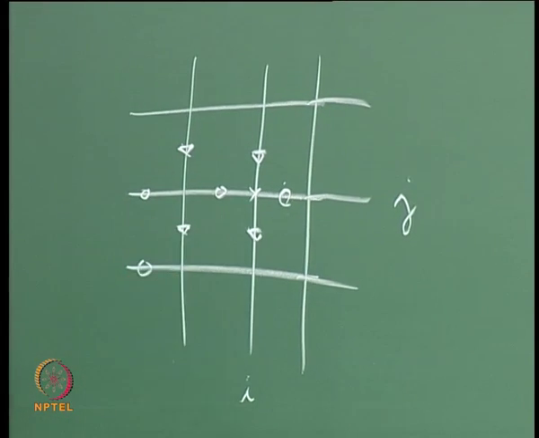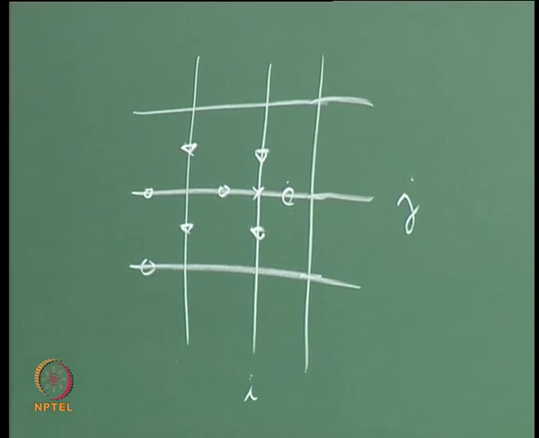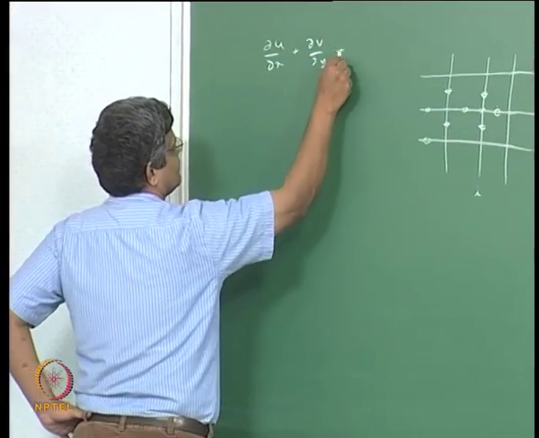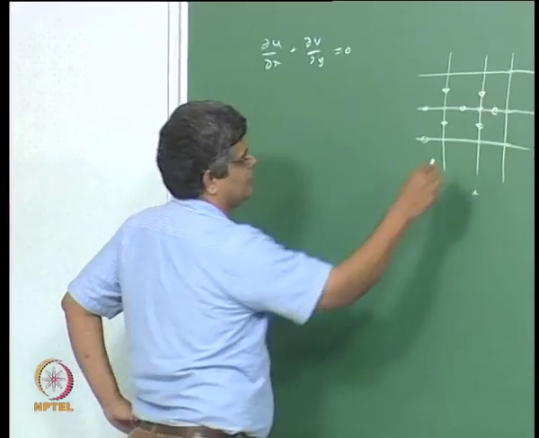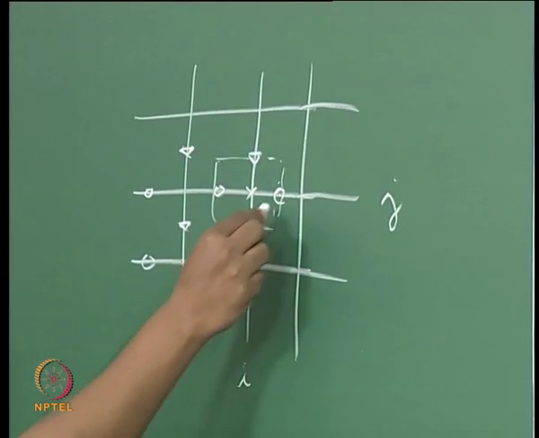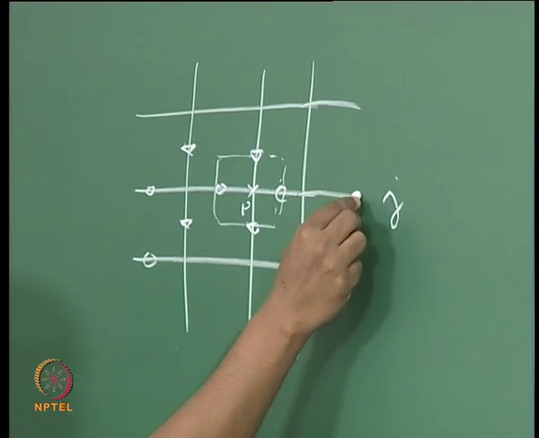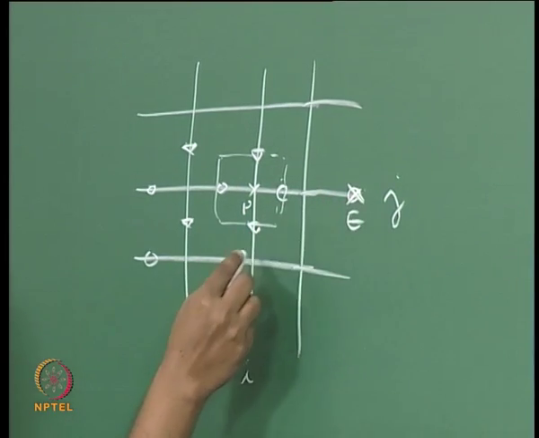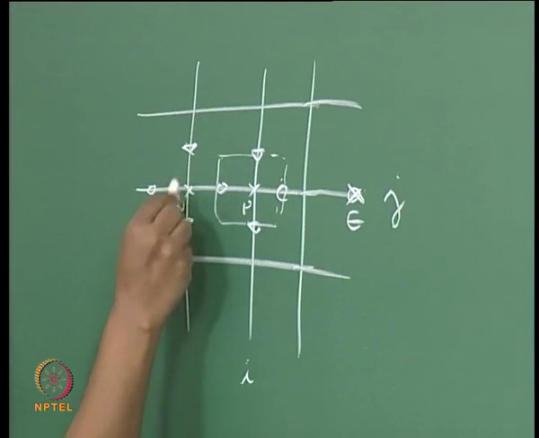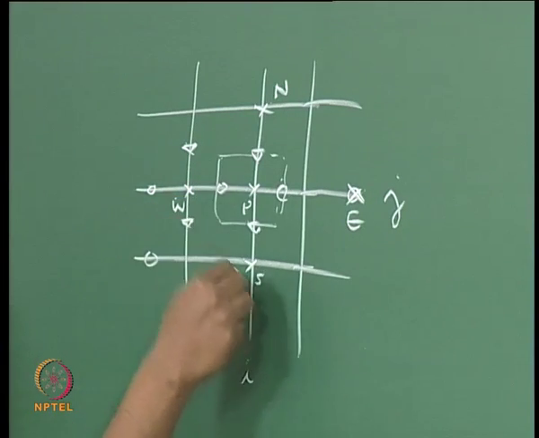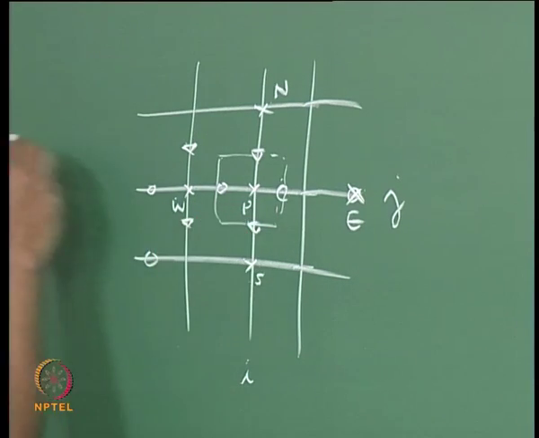This is how we evaluate, and when we solve the continuity equation, it is dou u by dou x plus dou v by dou y equal to 0. We take a control volume centered around the point where we evaluate the pressure, and if this is P, by notation we have this point as capital E, and capital W, capital N and capital S. These are the 5 points at which pressure is evaluated.